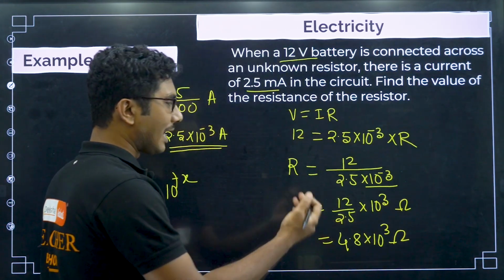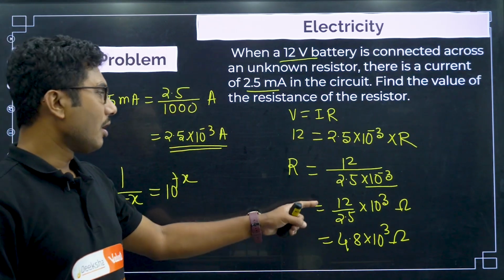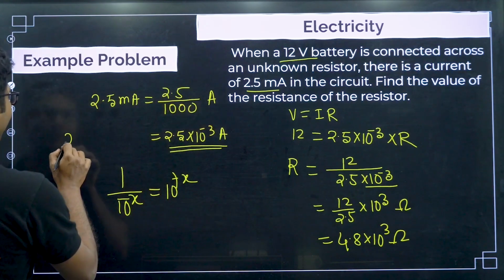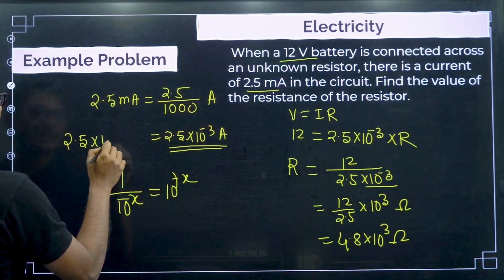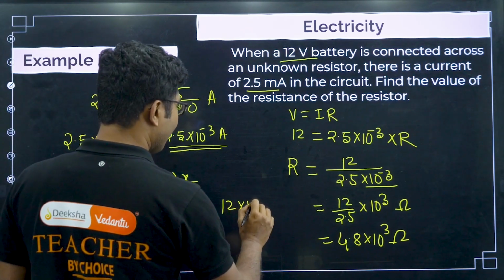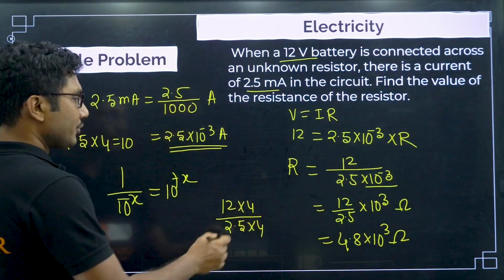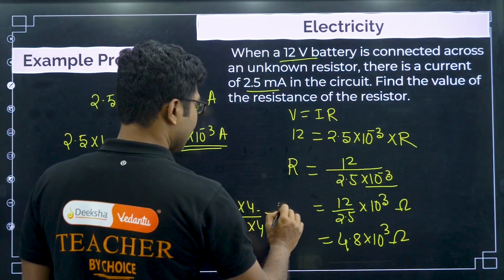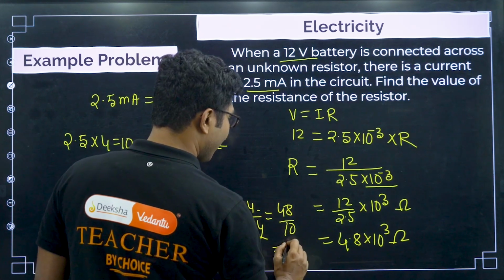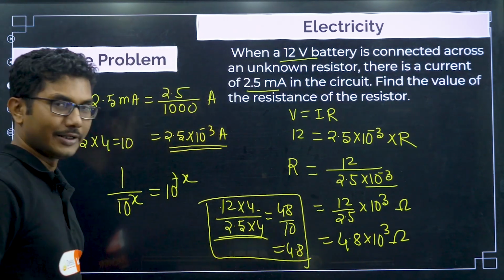Now, there is a trick to calculate it. What I have done, I know that if I multiply 4 with 2.5, we will get 10. So, this is a trick. 2.5 times 4 is basically 10, right. So, what I have done is 12 into 4 divided by 2.5 into 4, right. So, what is 12 into 4? It is 48, and we already said that the denominator is 10. So, this becomes 4.8. This is the trick to solve quickly without using calculators.